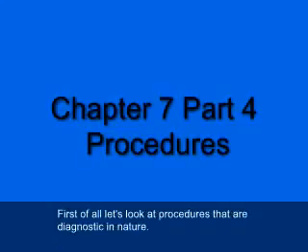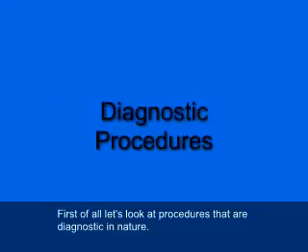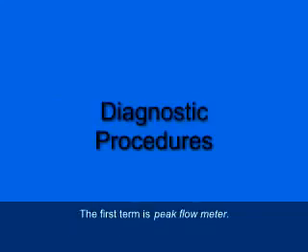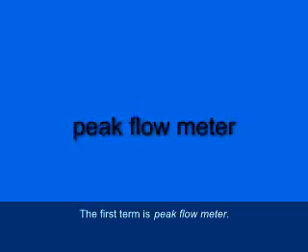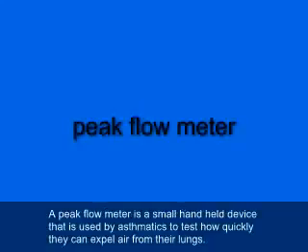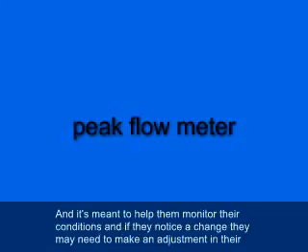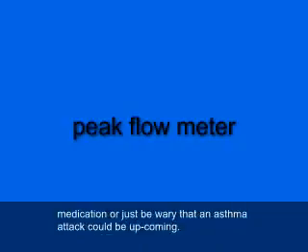First of all, let's look at procedures that are diagnostic in nature. The first term is peak flow meter. A peak flow meter is a small handheld device that's used by asthmatics to test how quickly they can expel air from their lungs. And it's meant to help them monitor their condition, and if they notice a change, they may need to make an adjustment in their medication or just be wary that an asthma attack could be upcoming.